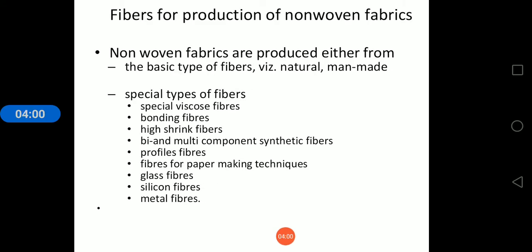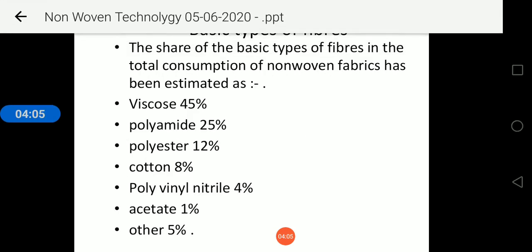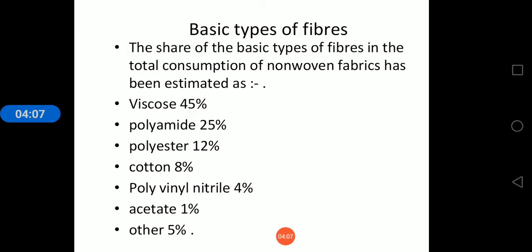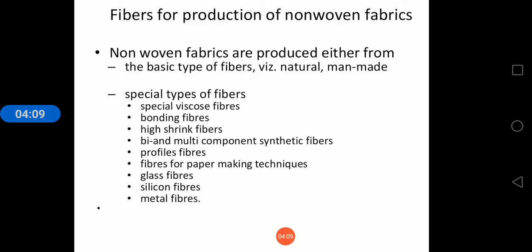Fibers for production of nonwoven fabrics. Nonwoven fabrics are produced either from the basic types of fibers, natural and man-made, or from special types of fibers: special viscose fibers, bonding fibers, high shrinkage fibers, bi- and multi-component synthetic fibers, profile fibers, fibers for papermaking techniques, glass fibers, silicon fibers, and metal fibers.